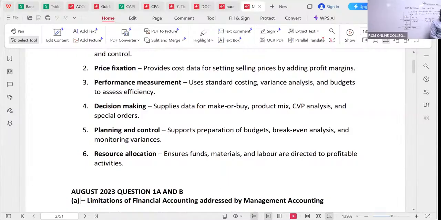How does resource allocation come in here? Because the management accountant is the one who will be doing a budget. When you're doing a budget, you are allocating resources. Yes. We go to the next question that came from this topic.